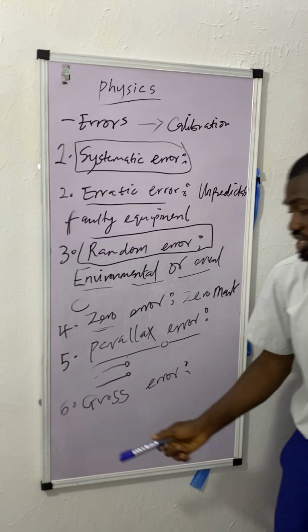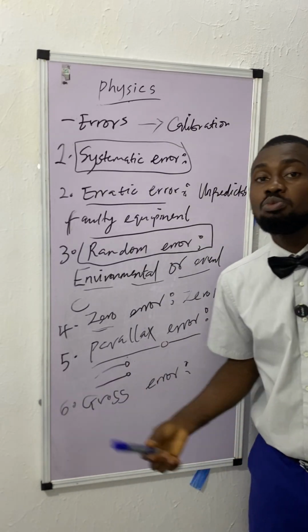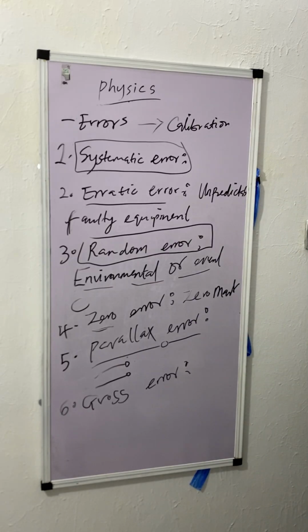Gross error. Gross error can also occur due to human negligence. When a human commits negligence, you neglect during measurement, you can also have what they call gross error, or gross error is likely going to occur during such measurement.